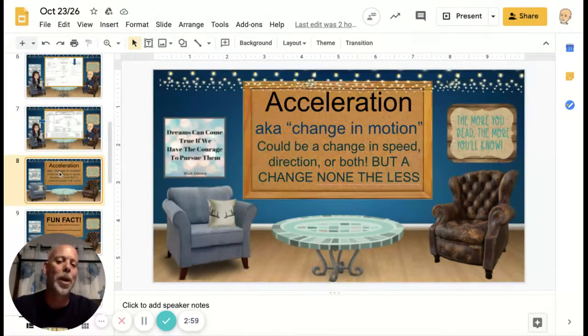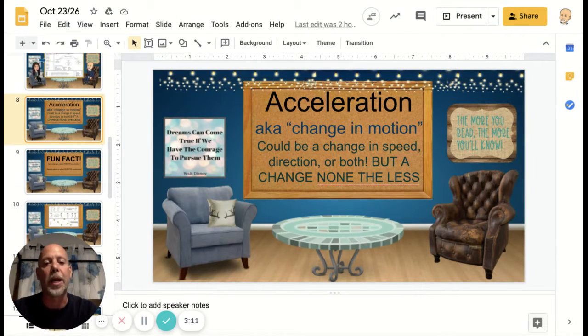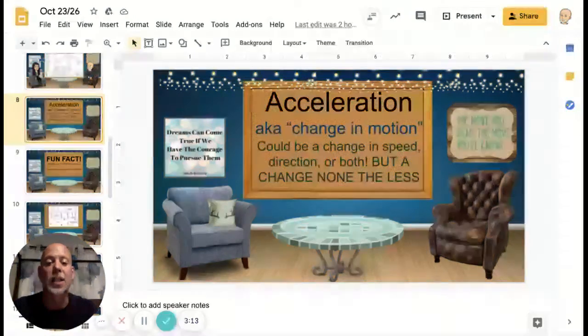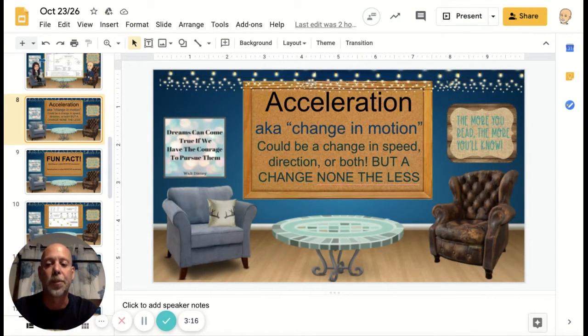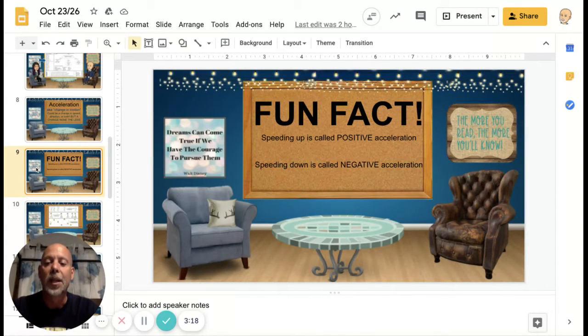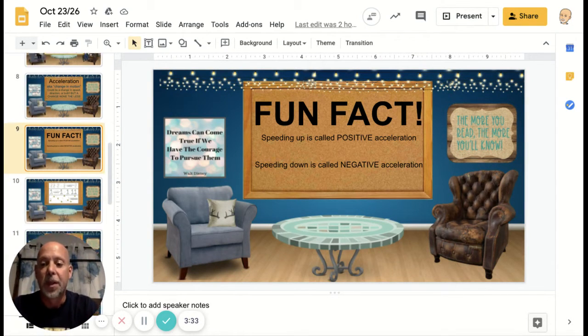So, acceleration, what is it? Well, it's a change in motion. It could be a change in speed, it could be a change in direction, or it could be both, but change nonetheless, okay? So that makes the difference between velocity and speed, is acceleration is a change in motion. So, fun fact, speeding up is called positive acceleration, and speeding down is called negative acceleration. So positive acceleration is when you're increasing your speed, and negative acceleration is when you're reducing your speed.